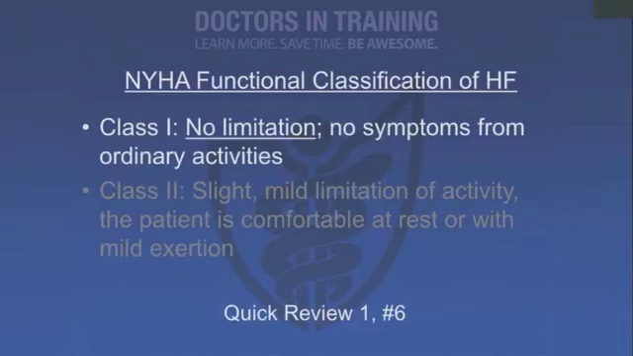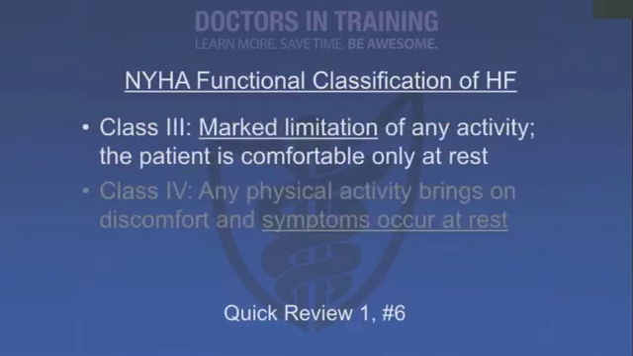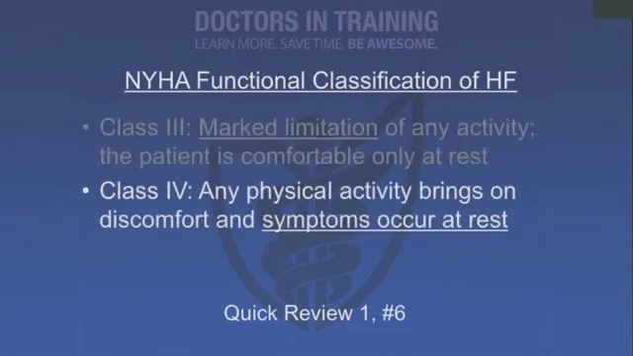So Class 1, no limitations, no symptoms from ordinary activities. Class 2, slight, mild limitations of activity. The patient is comfortable at rest or with mild exertion. Class 3, marked limitation of any activity. The patient is comfortable only at rest. And then Class 4, any physical activity brings on discomfort and symptoms occur at rest. So remember that at rest part for Class 4, and then it gets less and less severe as you go further down the classes.